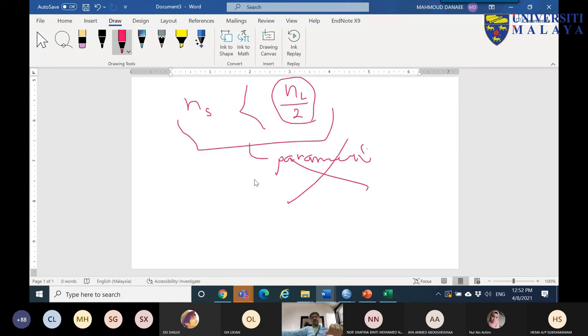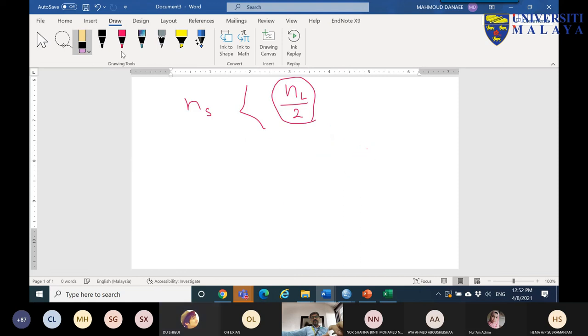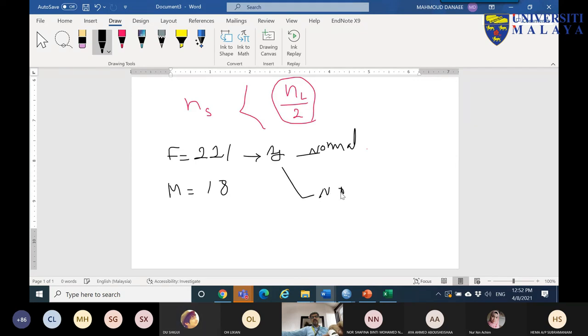Suppose that I have two groups, female in my study, 221 female, and male in my study is only 18. Data is age. Age here is normal. Here also is normal. Age is quantitative data, right? And yes, normally distributed. Shall I use the independent t-test?